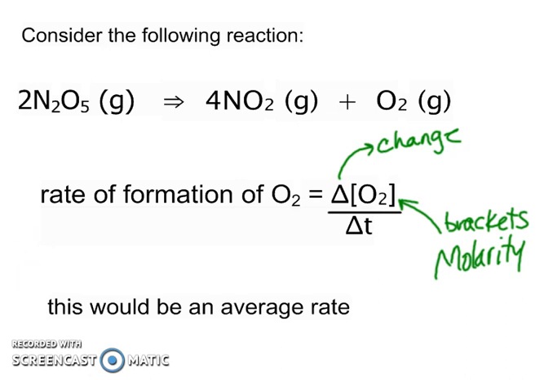If we do that over a change in time, change in concentration over change in time, we would consider that to be an average rate. So we're looking at final minus initial for concentration over final minus initial of time.